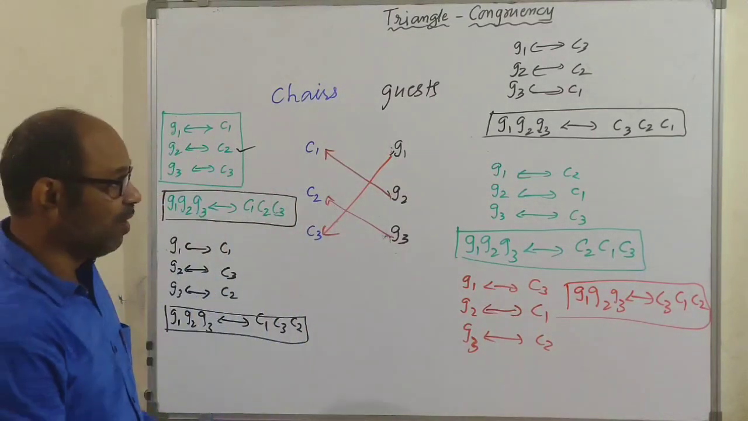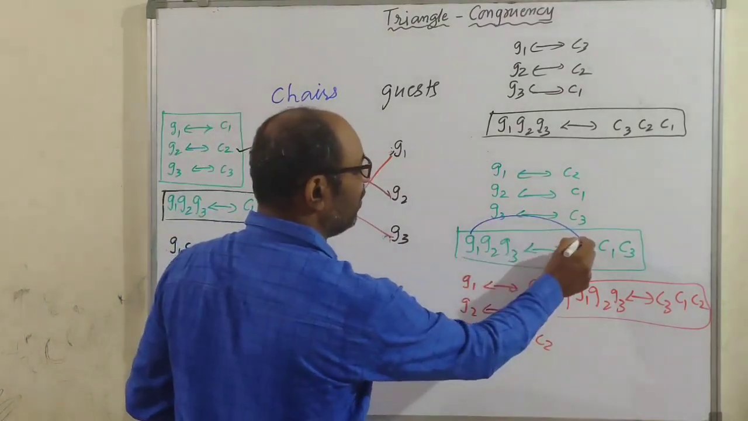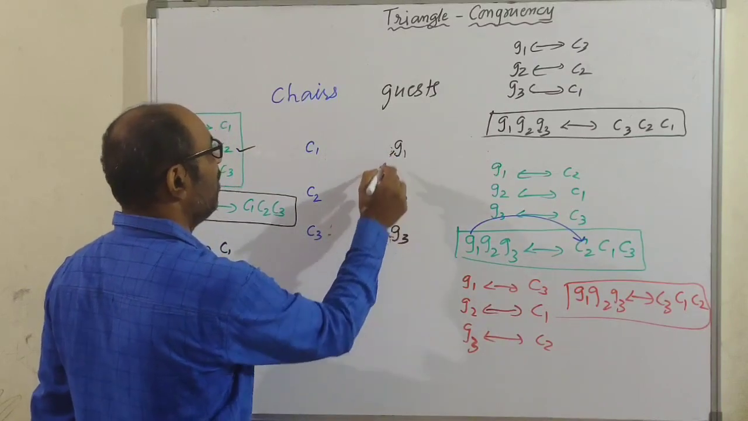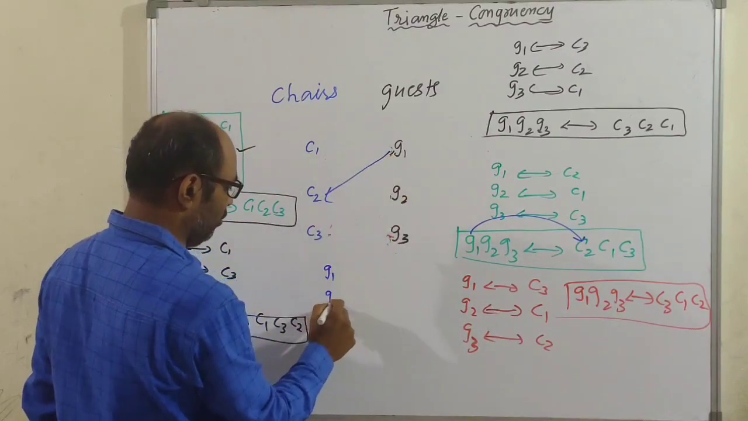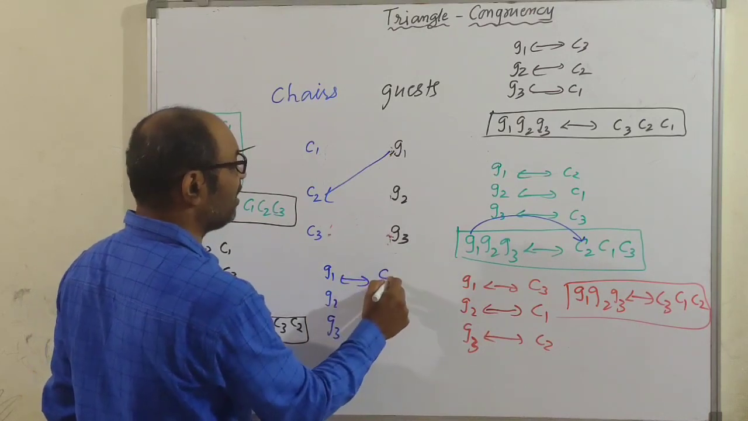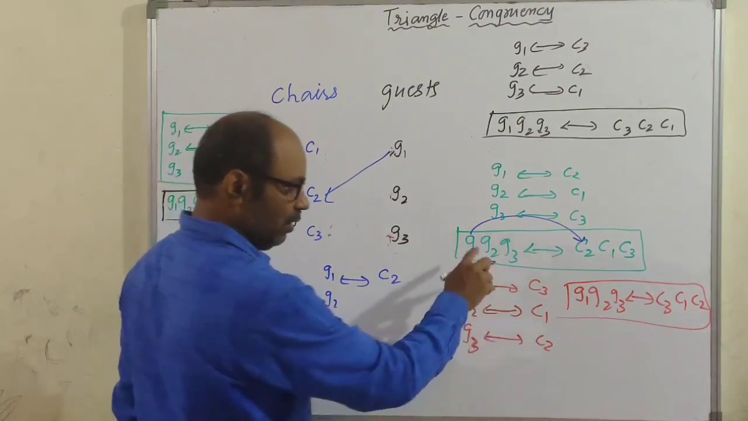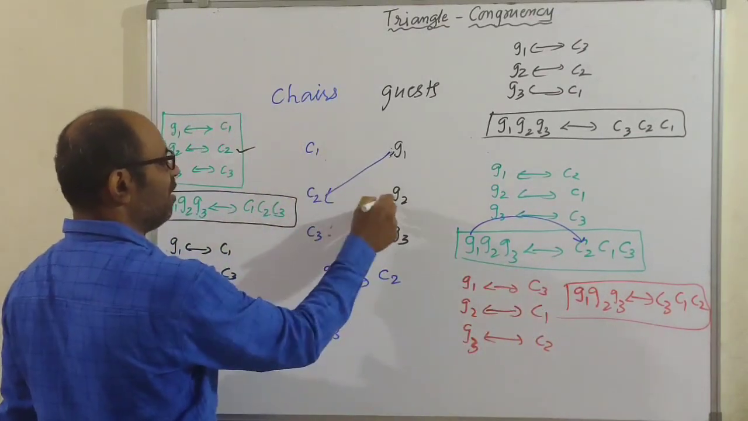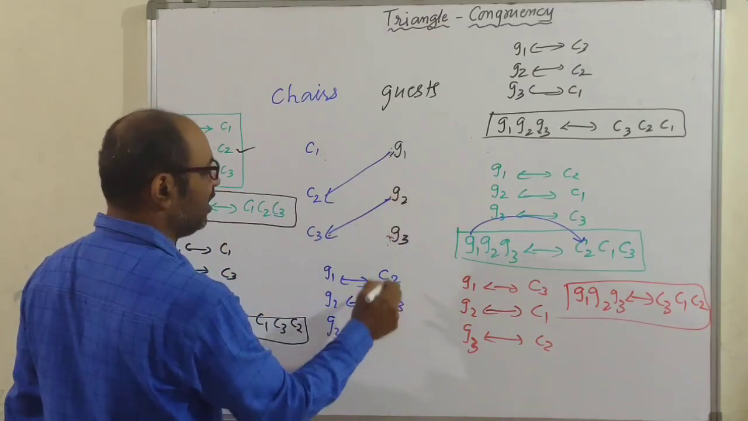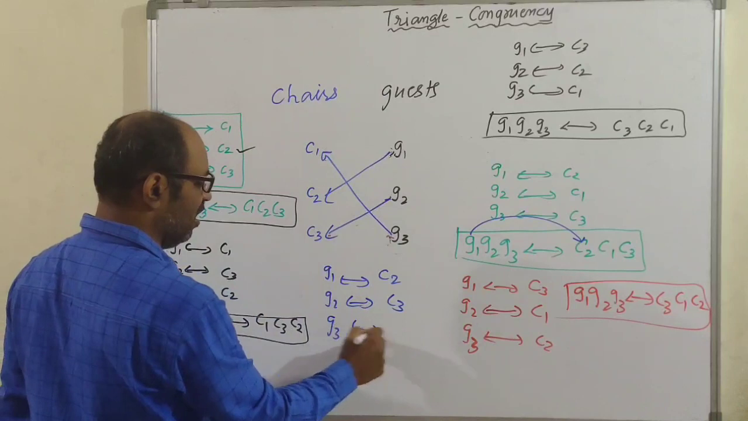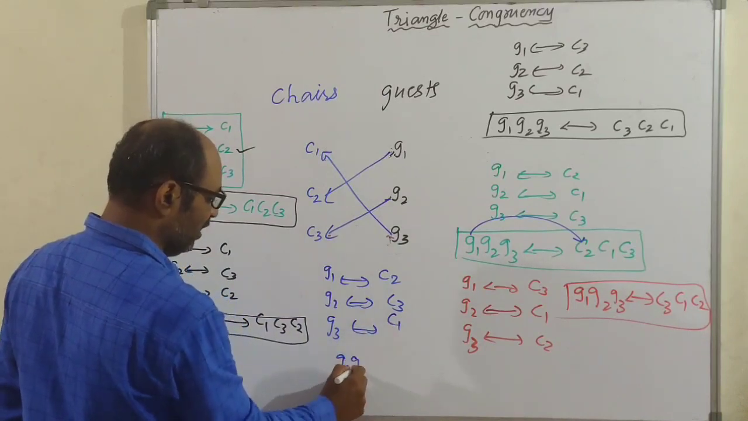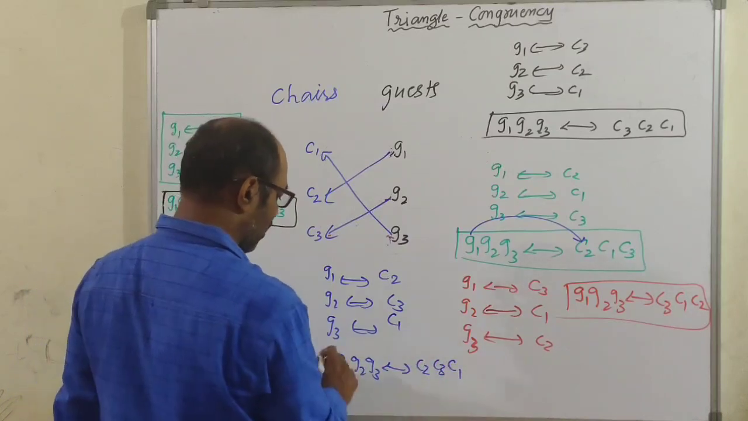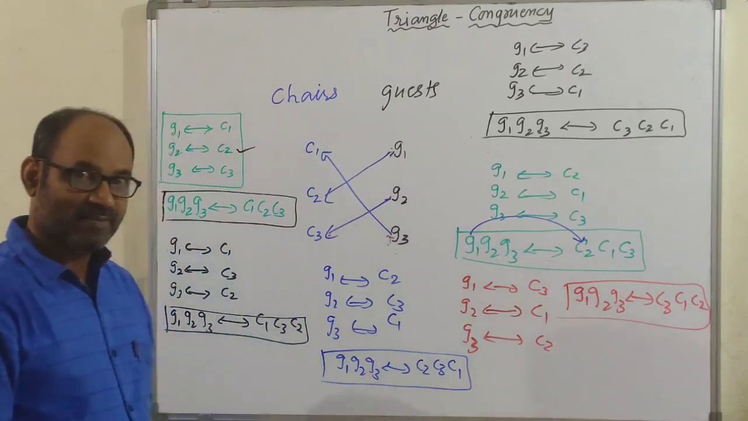Alright. Still there is one. Here G1 is associated with chair 2. G1, G2, G3. G1 is associated with chair 2. G2 is associated with chair 1, but this time let me take chair 3. I'll change it. So G3 will be associated with chair 1. So G1, G2, G3 are connected to C2, C3, C1 in that order. This is the sixth arrangement.